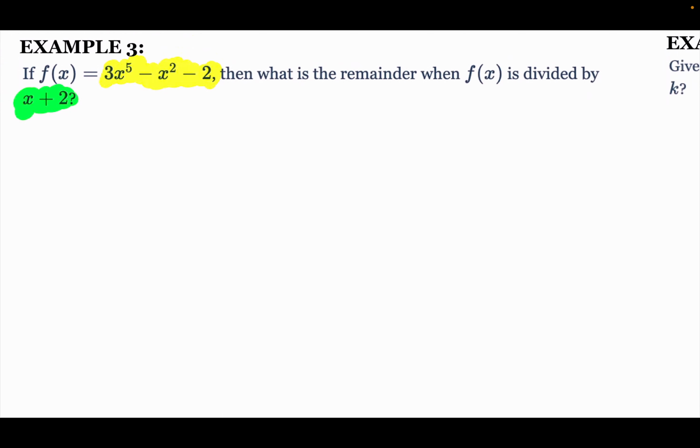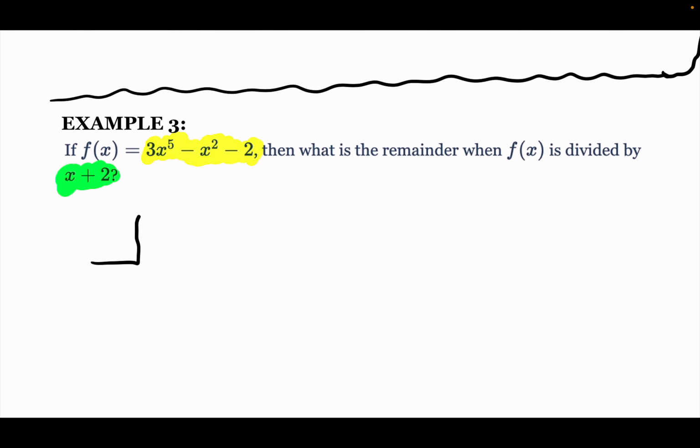All right, find the 0 of the divisor. What's the 0 of the divisor? Negative 2, right? It's going to be negative 2. How do I know it's going to be negative 2? Because you can set that guy equal to 0. x plus 2 equals 0. Minus 2 from both sides. Negative 2.